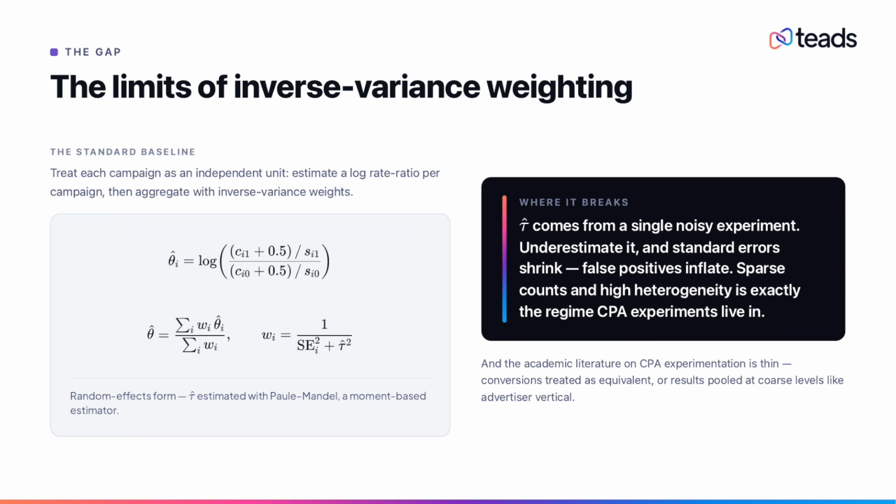The standard baseline is inverse-variance weighting. Each campaign is treated as an independent unit. We estimate a log rate ratio per campaign, then aggregate with inverse-variance weights. In the random effects form, the heterogeneity, denoted here by tau, is estimated with the Paule-Mandel method, but tau is estimated from a single noisy experiment. If we underestimate it, standard errors shrink and false positives inflate. Sparse counts with high heterogeneity is exactly the regime where CPA experiments live.